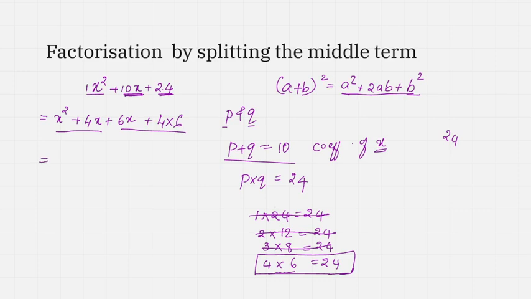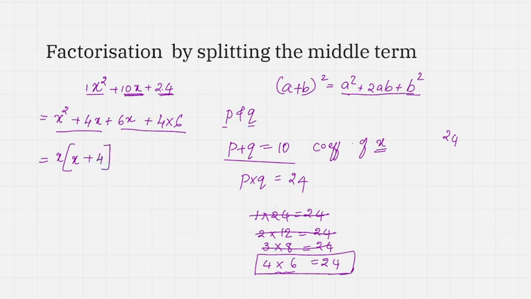From the first group, I have x as the common factor. In x square also x is there, in 4x also x is there. So I'll take that x out, and what is left in the first group? If we take x out of x square, we will have x left, plus from 4x, if I take x out, then 4 will remain.